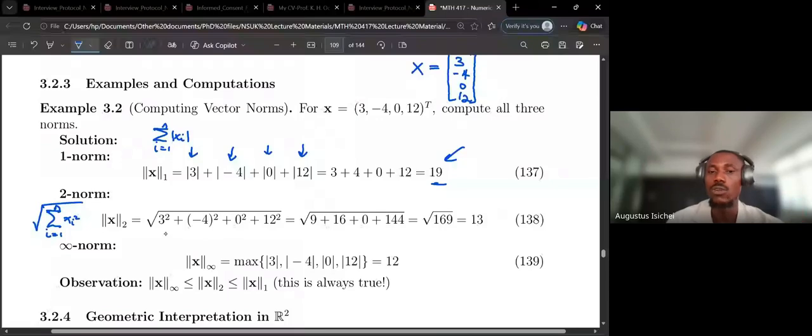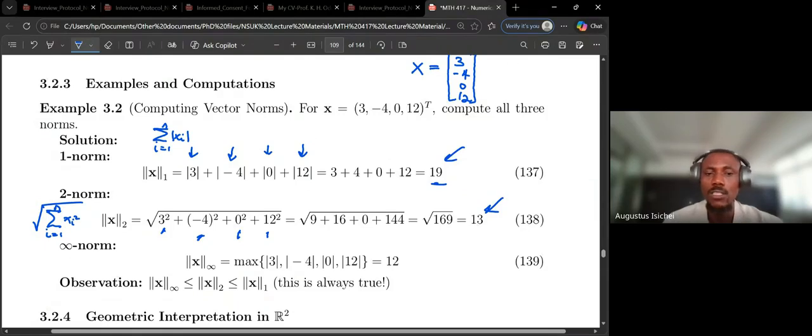That's the Euclidean norm. And how do we obtain that? That is 3 squared plus negative 4 squared plus 0 squared plus 12 squared. And of course, 3 squared is 9, negative 4 squared is 16, 0 squared is 0, and 12 squared is 144. When you add these values up, that will result to 169, and the square root of 169 is 13. So this is the Euclidean norm.